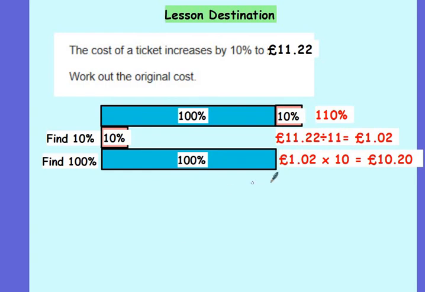And this is the answer I was looking for. After a 10% increase, we now have 110%. We can work out what 10% would be by dividing by 11 to give us £1.02. So to work out 100%, or what the original cost would be, we just multiply that by 10, which gives us £10.20.